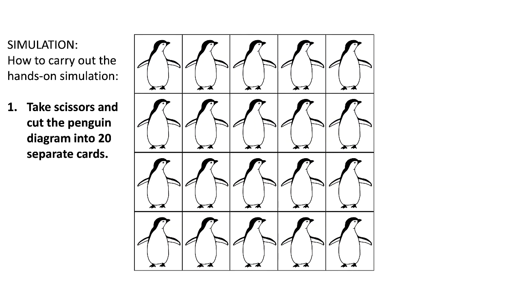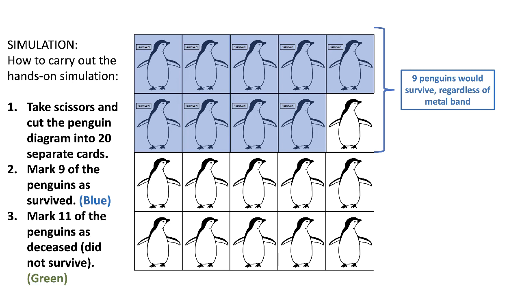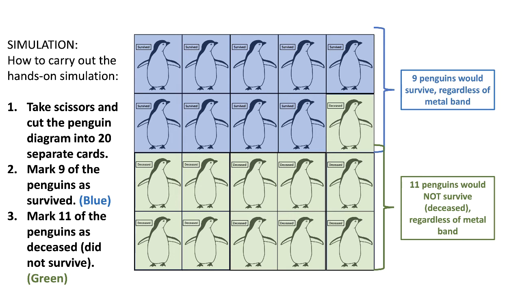Now let's learn how to carry out the hands-on simulation. If you're following along at home, I encourage you to do this just as I would students in my lecture class. We would take scissors and cut the penguin diagram into 20 separate cards. Mark 9 of the penguins as survived, which I've done in blue here. This represents the 9 penguins that would survive regardless of the metal band. Then mark 11 of the penguins as deceased or did not survive. This represents the 11 penguins that would not survive regardless of the metal band.